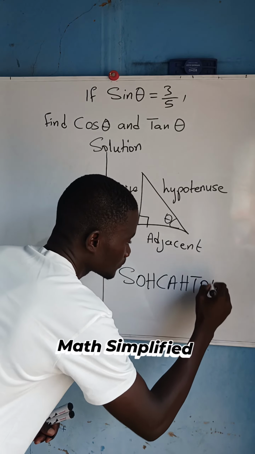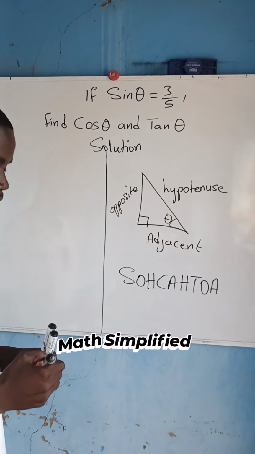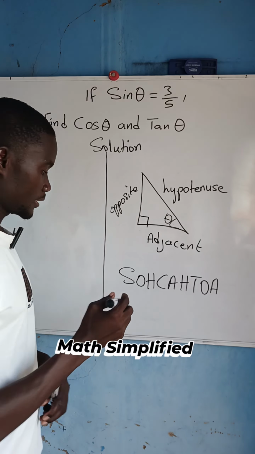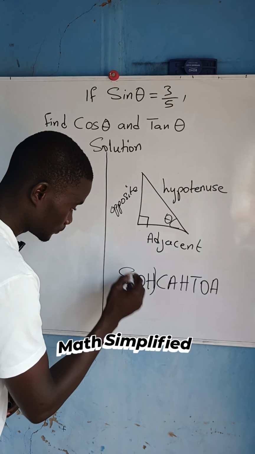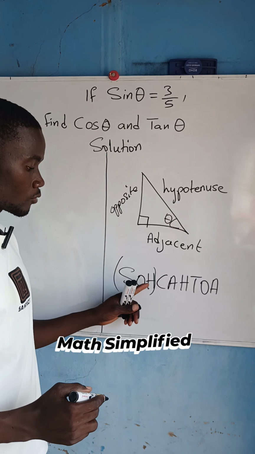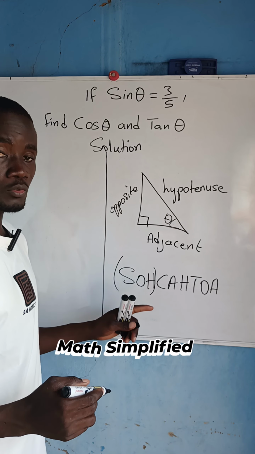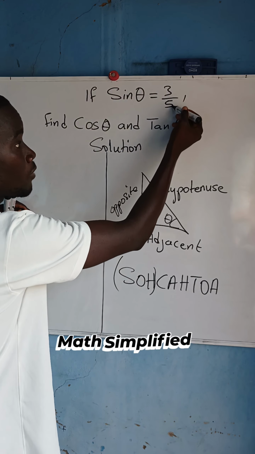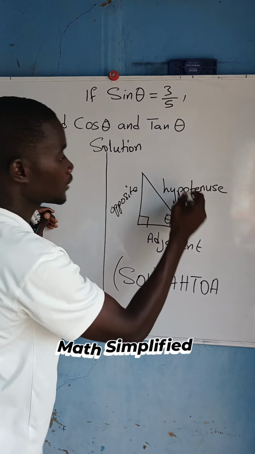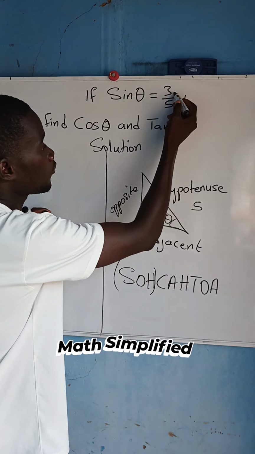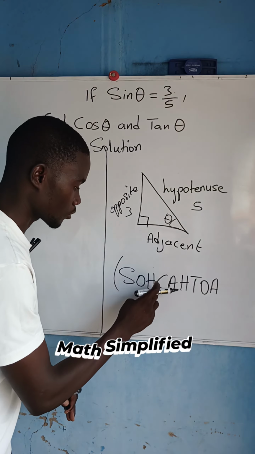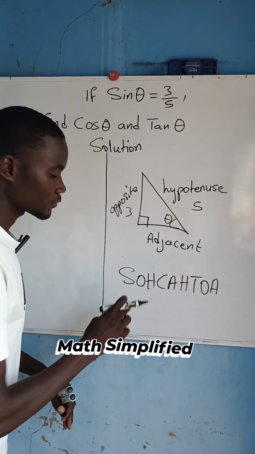Again, you need to remember this formula called SOH CAH TOA, which is SOH, CAH, TOA. What it means is that when you are asked to find sine, sine is equal to opposite over hypotenuse. So here we are given sine, which is opposite over hypotenuse. So the hypotenuse is what? 5. The opposite is what? 3, according to this formula given, which is called SOH CAH TOA.